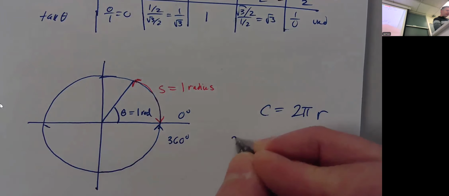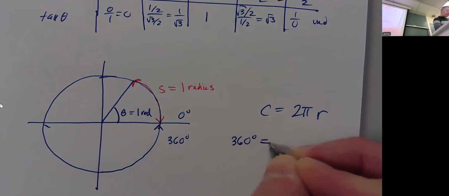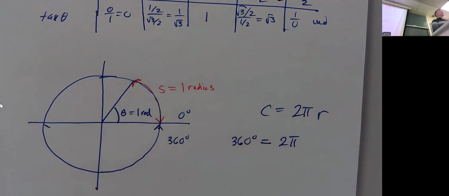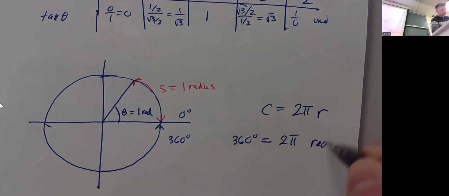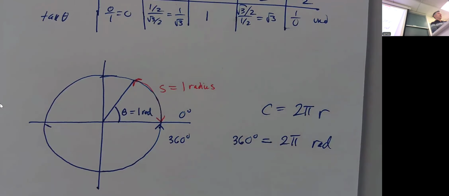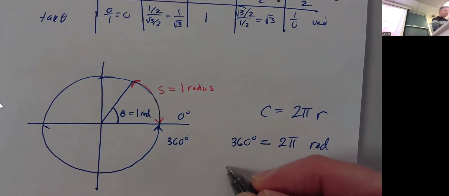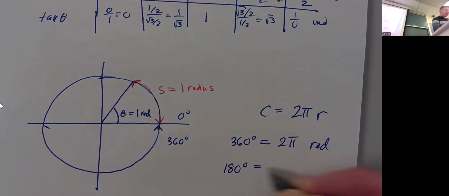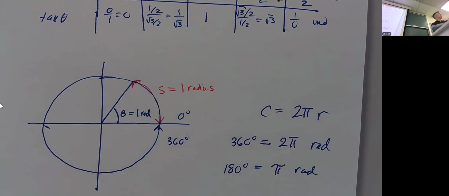So 360 degrees is equal to 2 pi. We usually don't write the units for radians. We usually just write a number and leave it at that. But I could write radians. Which means that half a revolution, 180 degrees, is the same as pi radians. So that's what I've been doing when I've been changing from degrees to radians.